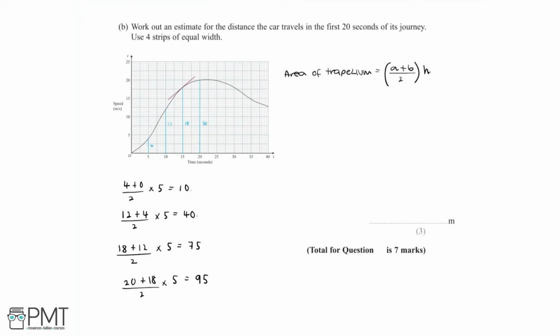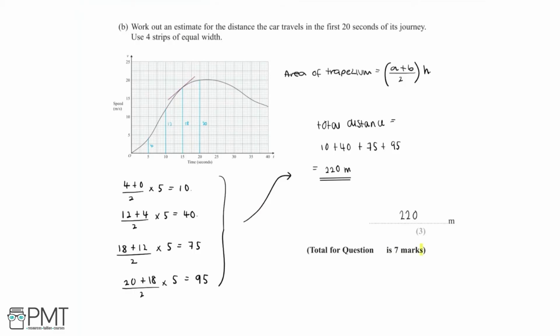And so now that we've found the area of each individual trapezium, we can add these all together in order to find an estimate for the distance the car has travelled in the first 20 seconds of its journey. And so the total distance would be equal to 10 plus 40 plus 75 plus 95, which leaves us with an answer of 220 metres. And so we've found that an estimate for the distance that the car has travelled in the first 20 seconds of its journey is equal to 220 metres.